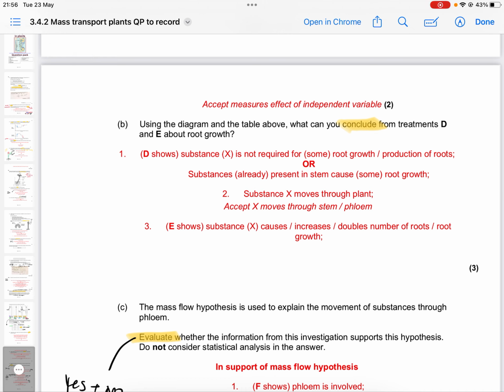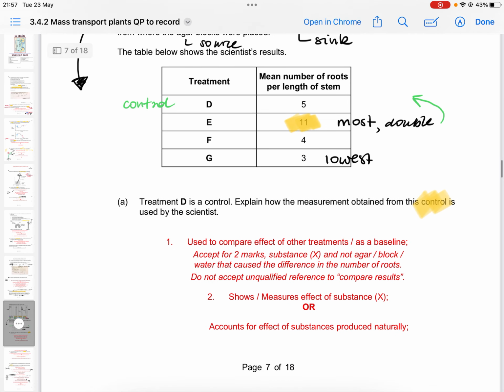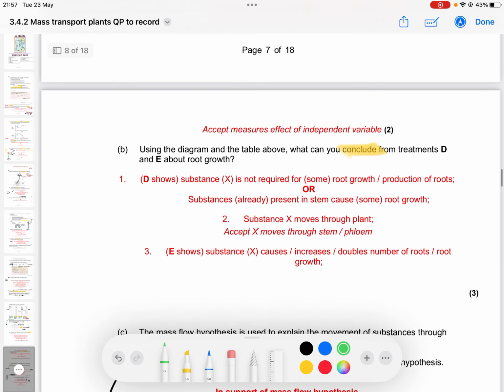Question B, we needed to use the diagram and the table to see what we can conclude, and we were looking at those values a second ago. So we've seen that D shows that substance X is not required, because D doesn't have the substance X and still has the growth. The number of roots that we've got in D, remember, was 5 over there. So still some growth in there.